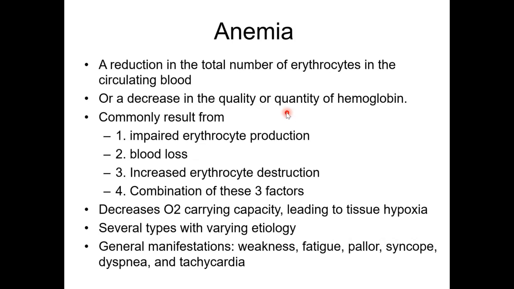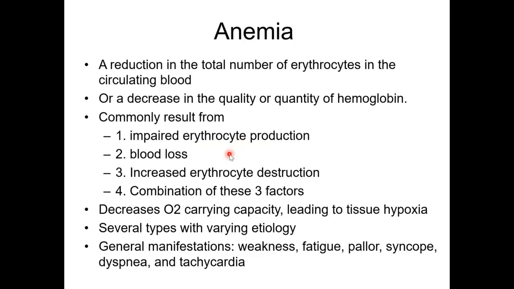Anemia commonly results from three main issues. Number one, an impaired erythrocyte production. So RBC production is impaired somehow from the bone marrow. For example, a vitamin deficiency, or there's just something wrong with the bone marrow or stem cells. So there's many things, but there's a problem with the red blood cell being produced.